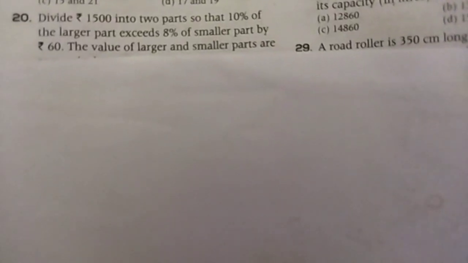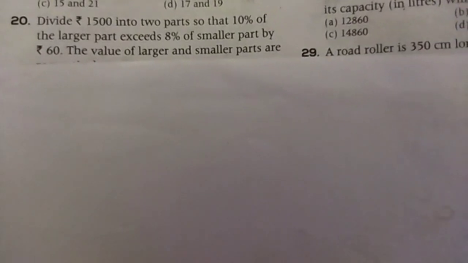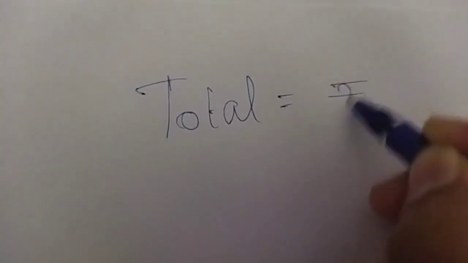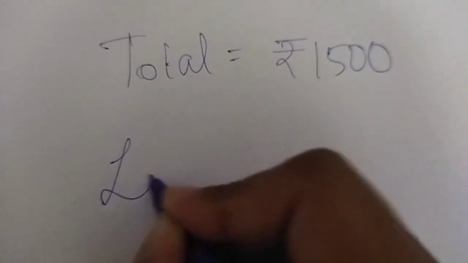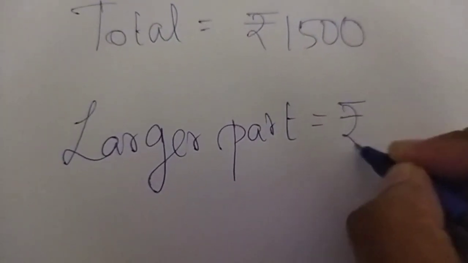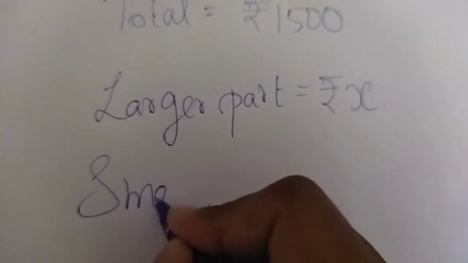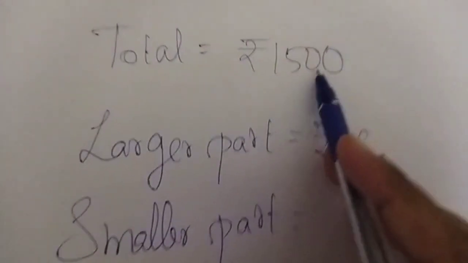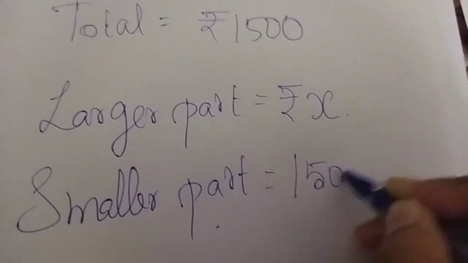Divide 1500 into two parts so that 10% of larger part exceeds 8% of smaller part by rupees 60. The value of larger and smaller parts are. So total is given as rupees 1500. Let me take larger part as rupees x. If total is 1500 and larger part is x, then smaller part is nothing but 1500 minus x.